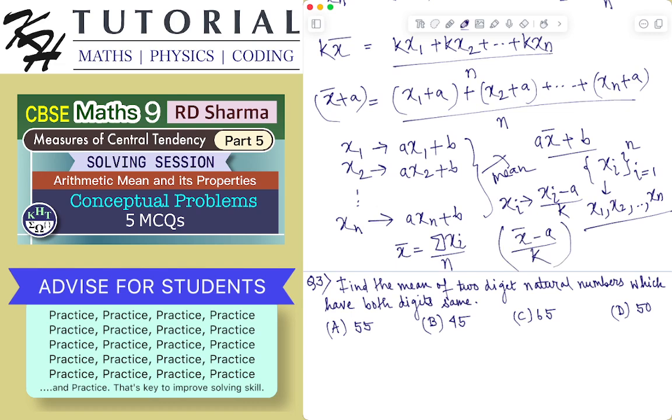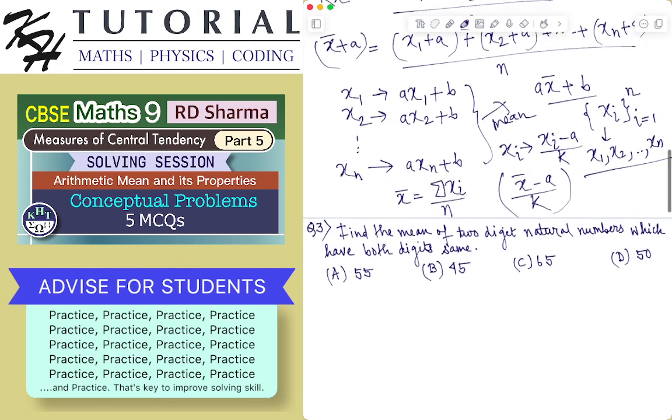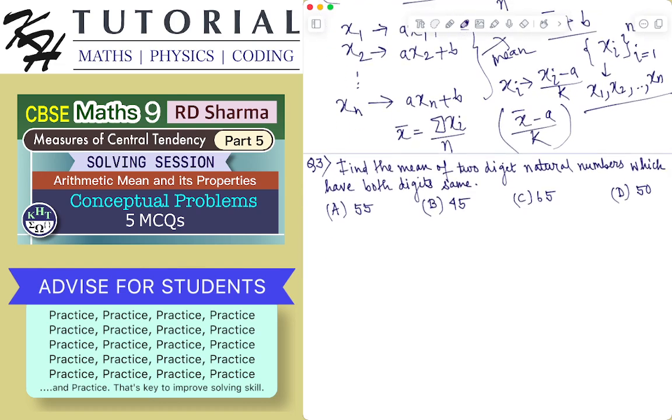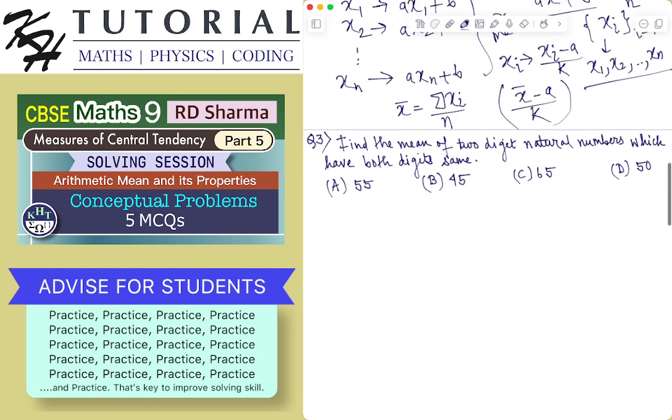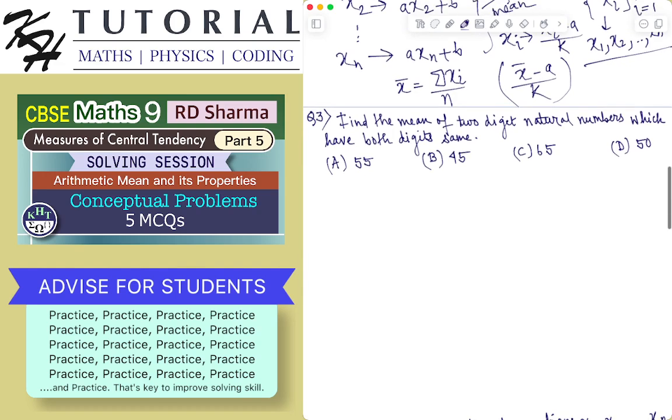I will try to discuss all this and make some notes in a separate video, because this concept you must understand very clearly. It will be very important for solving some problems. Okay, question number 3 says, find the mean of 2-digit natural numbers which have both digits same.